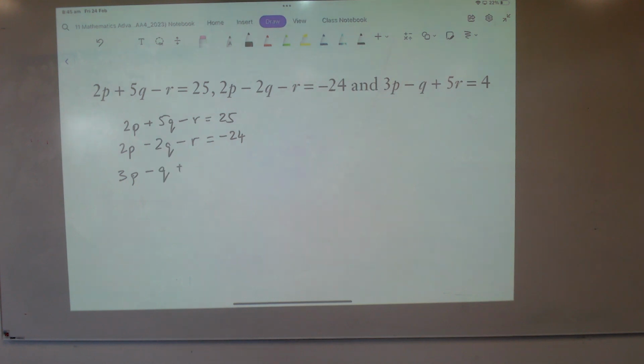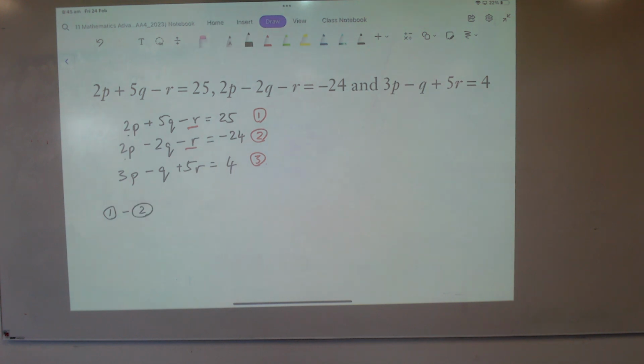3p minus q plus 5r is equal to 4. Okay. So that's equation 1, equation 2, equation 3. And we are going to attempt to solve this. Now, we want to get a pair of them and eliminate one of the variables. Here's what I'm going to do. I'm going to eliminate r from the first two. We've got negative r and negative r, so I'm going to subtract 2 from 1. And I think actually this one as well, we end up getting rid of another, which is surprisingly convenient, but anyway, that's okay. 1 minus 2, so that's what we're going to do.